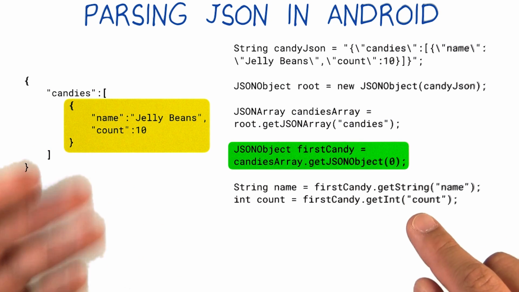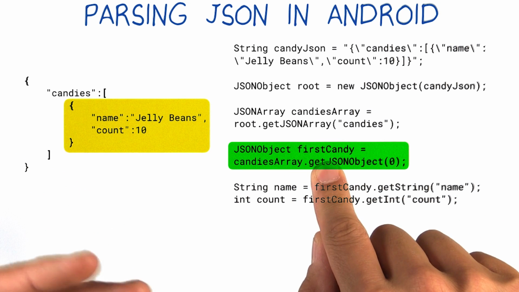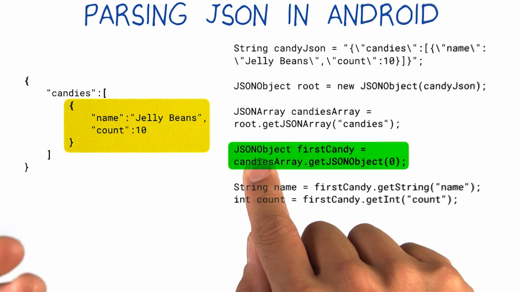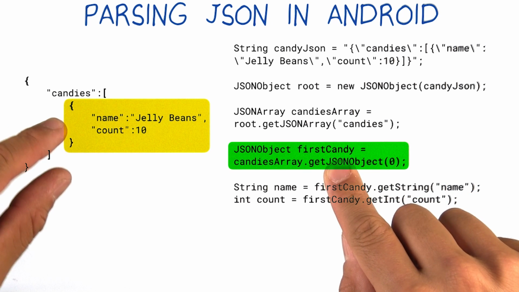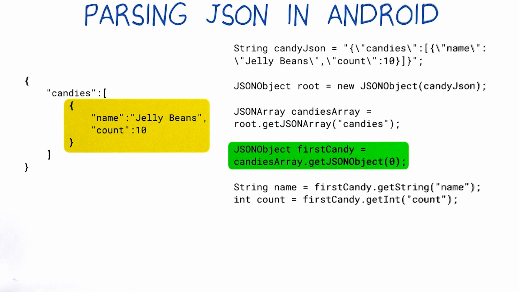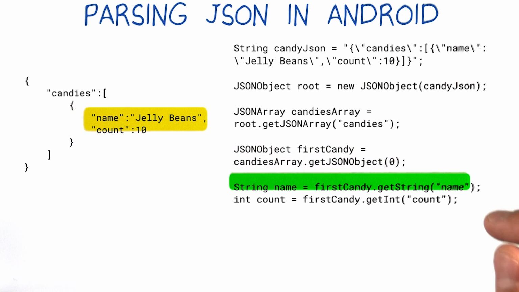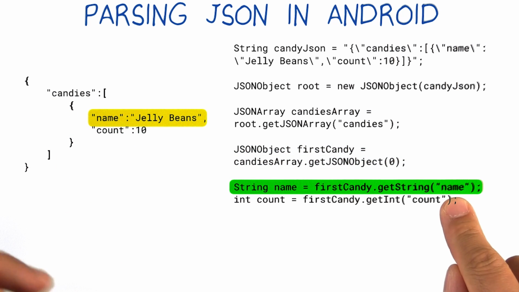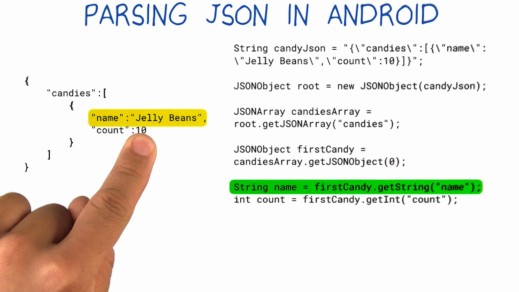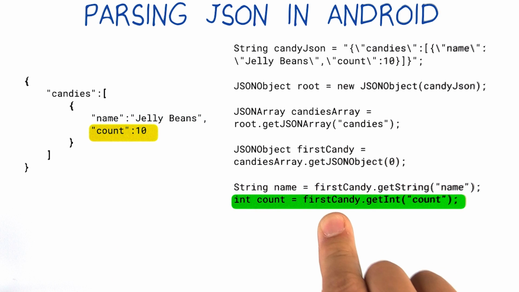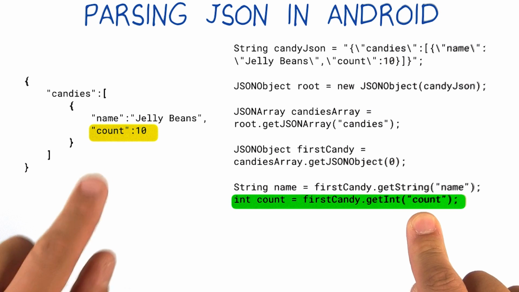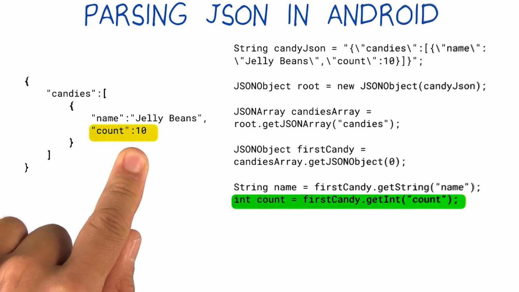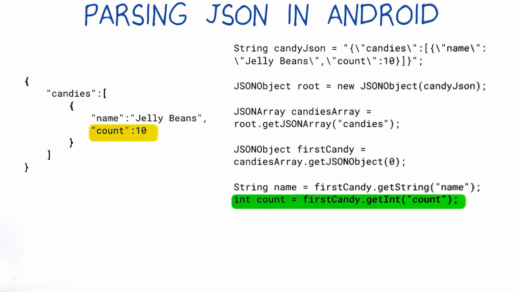And then we can store this first element in the firstCandy variable of type JSONObject. Since we want to find the attributes within the firstCandy JSONObject, we can call the method getString to extract the primitive value associated with the key name, in this case, jelly beans. Similarly, we can call the getInt method on the firstCandy JSONObject to extract the primitive integer value with the key count, in this case, the value 10.